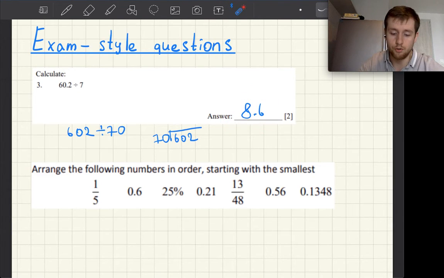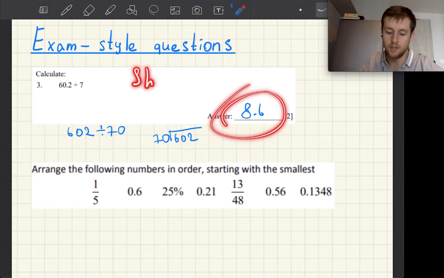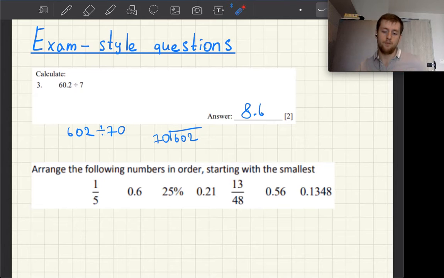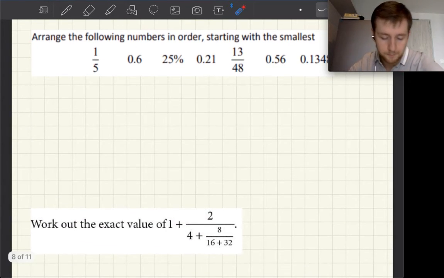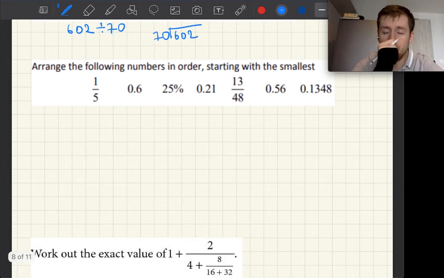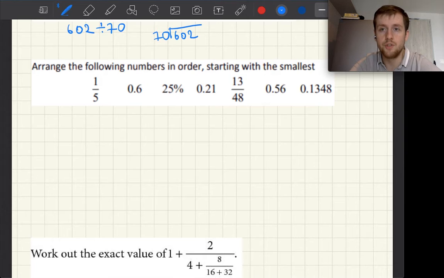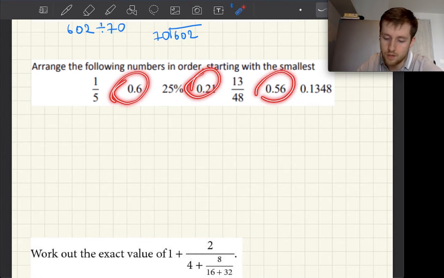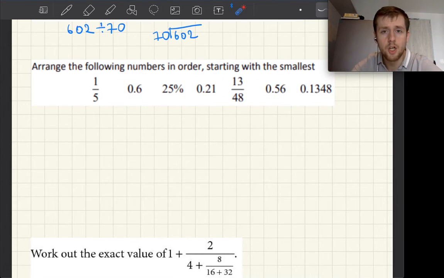But again, they don't tell you to show your working, so you can just use a calculator. That's it for this one. Next, arrange the following numbers in order, starting with the smallest. Here, normally all the numbers will be converted to decimals. And again, we already have 4 numbers, so decimals.